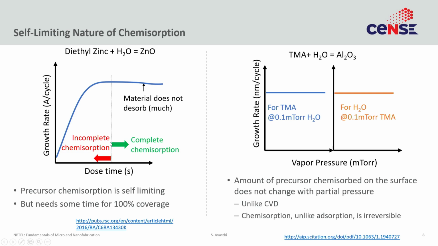So let us talk a little bit more about this self-limiting nature of chemisorption. For example, let's take diethyl zinc and water, which react to give you zinc oxide. If you look at the growth rate and you plot the growth rate per cycle as a function of dose time, this is how long you leave the precursor A, in this case diethyl zinc, on, right? So how long you keep it on. So you are changing that time.